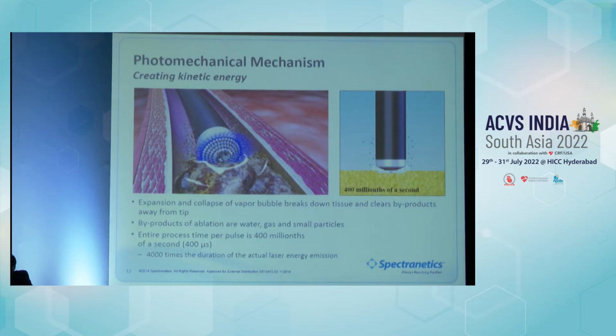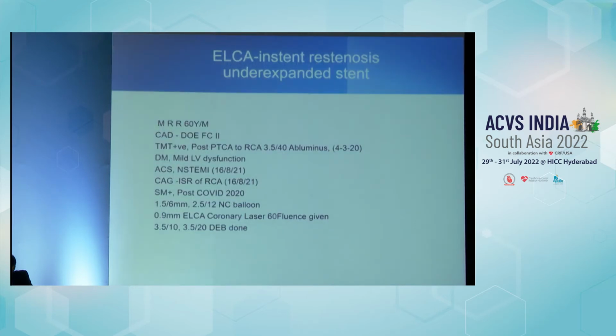When the thrombus is broken by kinetic energy, it becomes water, gas and small particles, and then they flow down the microcirculation. The entire process, the time per pulse, is 400 millionths of a second. So this is how the laser acts, by photomechanical, photothermal and photochemical action.